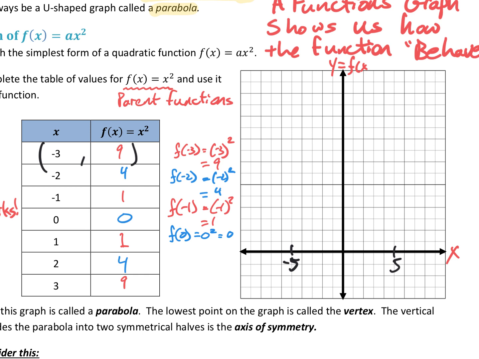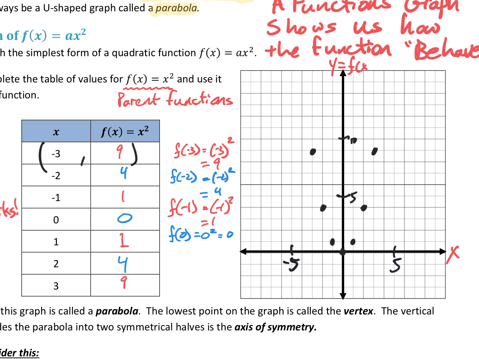So it's a good habit to be in. We often get out of that habit. Okay, but we'll label that. You don't need to label every single number, but all right, -3, 9. We're going to go left 3, up 9. And there's our point right there. Then we have -2, 4. So we're going to go left 2, up 4. Then we have -1, 1. Then 0, 0. Now we're in the positives. So 1, 1. It's going to be right here. And 2, 4. And 3, 9.